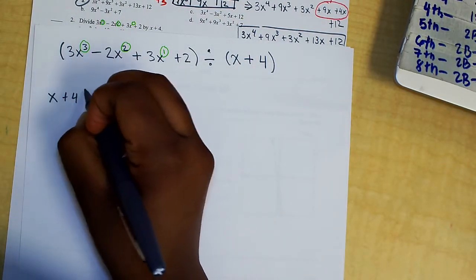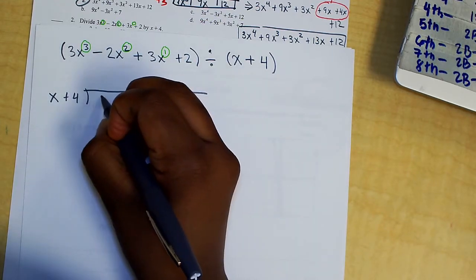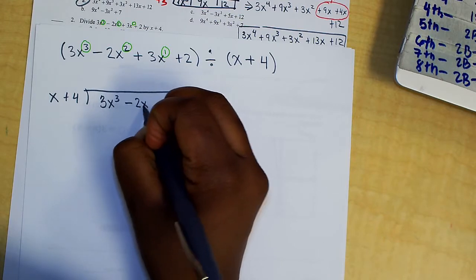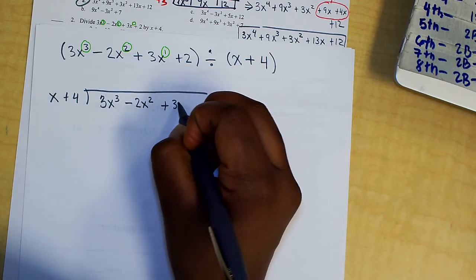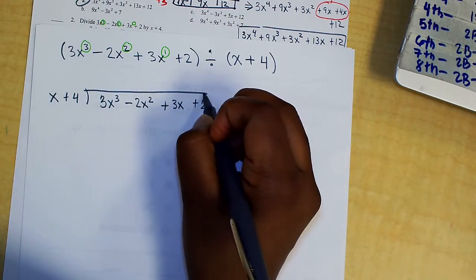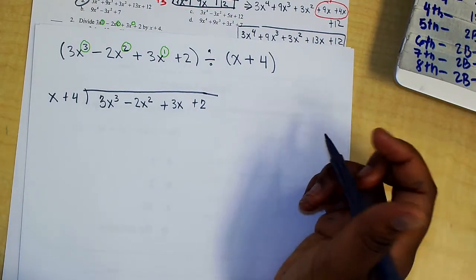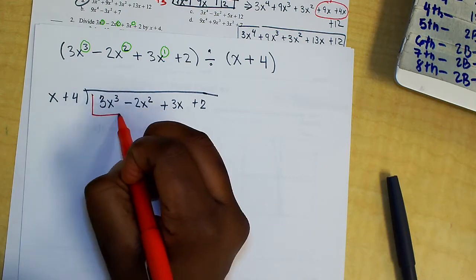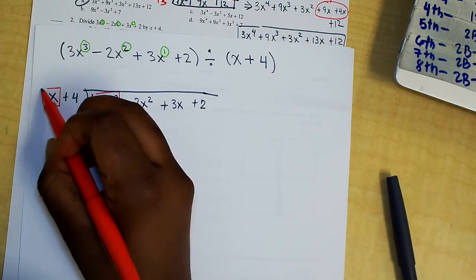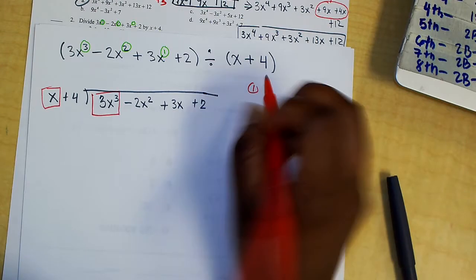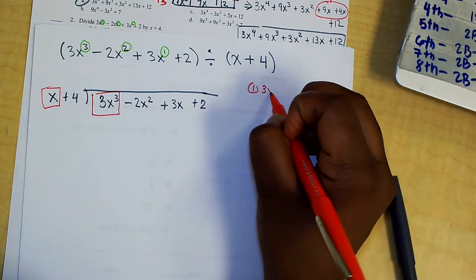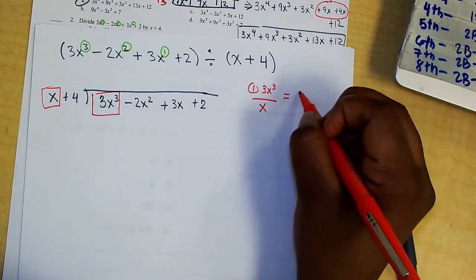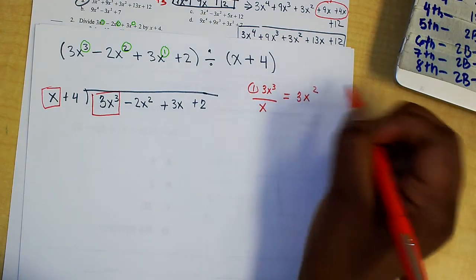So we're going to do x plus 4. We're going to set up our problem. And on the inside, we're going to do 3x cubed minus 2x squared plus 3x and then plus 2. So just like any other division problem, our first step is to divide first term by first term. So I'm dividing 3x cubed divided by x. So this would be equal to 3x to the power of 2.